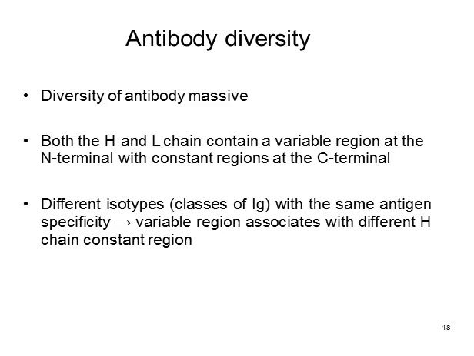Within our bodies, the diversity of antibodies that we can produce is immense. Both the heavy and light chains contain a variable region at the N-terminal and constant regions at the C-terminal. This means that we can have different isotypes, different classes of immunoglobulin, with the same antigen specificity, because a variable region can associate with a different heavy chain constant region. So we can have an antibody specific for a particular antigen of class IgM and IgG, depending on which variable region is associating with which constant region.